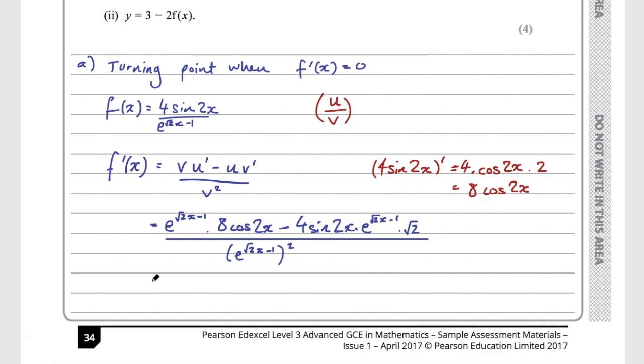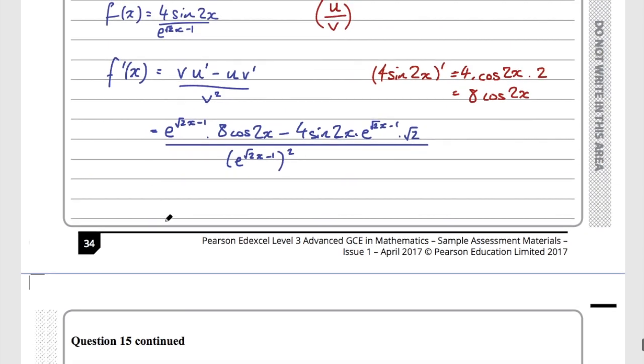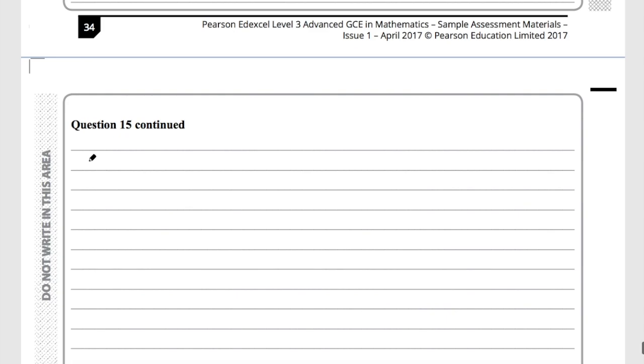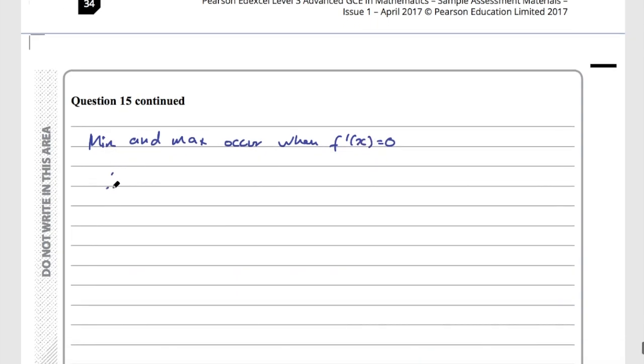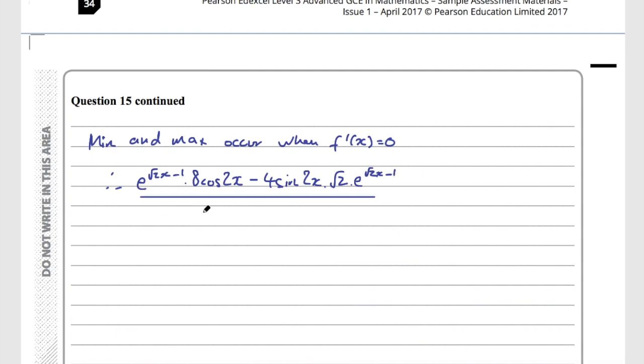Alright, and now we're going to be able to simplify quite a bit when we let all of this equal to 0. So again, let's just state that the min and the max occur when f dash x equals 0. So all of this equals 0. So therefore e to the root 2x minus 1 multiplied by 8 cosine 2x minus 4 sine 2x multiplied by root 2 multiplied by e to the root 2x minus 1, all over e to the root 2x minus 1 all squared equals 0. And now because that equals 0, that allows us to multiply both sides by this denominator, effectively cancelling it out.